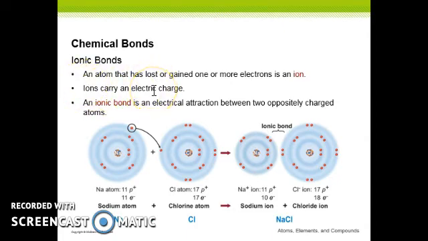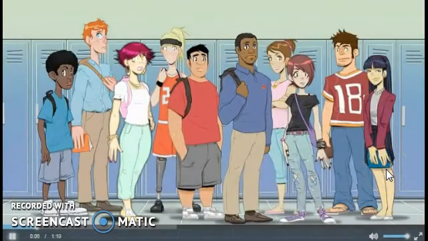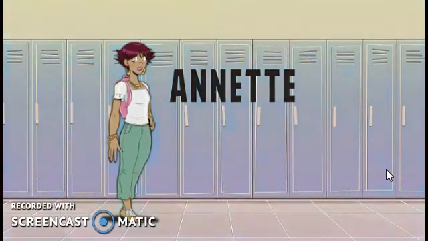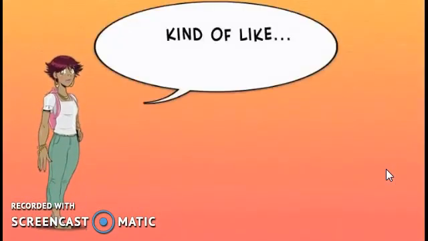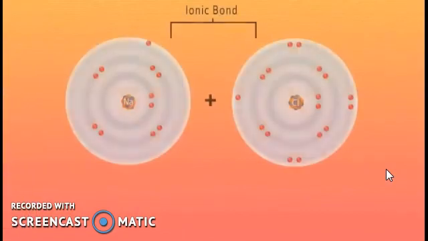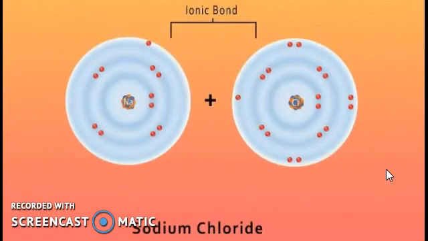Ions carry an electric charge, and an ionic bond is an electrical attraction between two oppositely charged atoms. And here's the example of sodium and chlorine before the transferring of their electrons that makes one positive and then negative, to get the compound sodium chloride. An ionic bond is an attractive force that holds two oppositely charged ions together. Ionic bonds are in many substances that you're familiar with, such as sodium chloride, or salt.